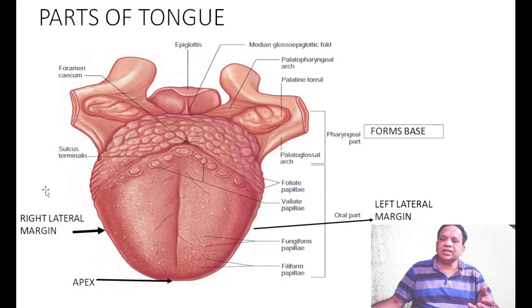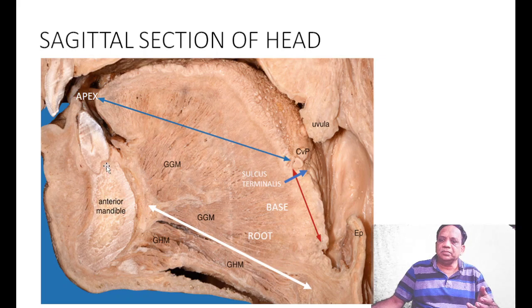If we see another section here, the tongue is attached between the mandible, that is the lower jaw bone here, and another bone in the throat, what we call the hyoid bone. The part of the tongue which is attached to these two bones along the floor of the mouth is called the root of the tongue. From here to here, the root of the tongue. So this is the base, and you can see the sulcus terminalis here, and this is the apex which is touching the back of the teeth. This is the sagittal section of the head which divides the head into right and left halves.